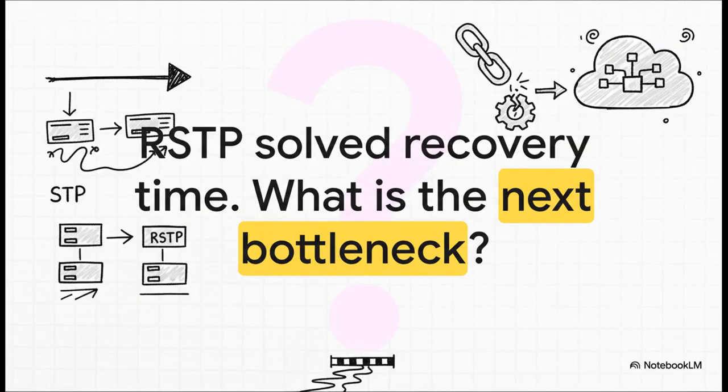So, look, moving from STP to RSTP was a huge leap. It fixed a massive problem with network recovery time. But that's how technology always works, right? You solve one bottleneck and it just reveals the next one in line. It makes you wonder, now that our networks can recover in a second or two, what's the next big problem we need to solve? What's the next bottleneck?